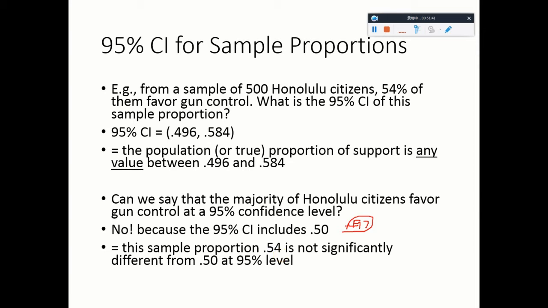These two values are not meaningfully different because the 95% confidence interval that we calculated for this point estimation includes 0.50, and therefore these two values are not meaningfully different. In fact, if this is the confidence interval for this sample proportion, that means 0.54 would not be meaningfully different from any values that fall in this interval, including 0.50. Okay?